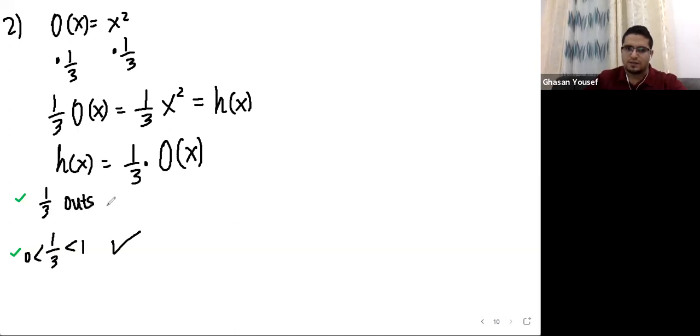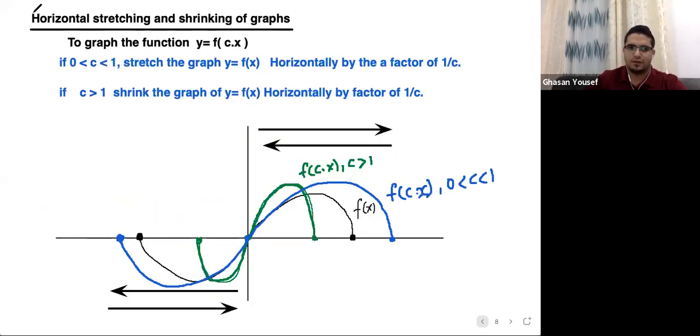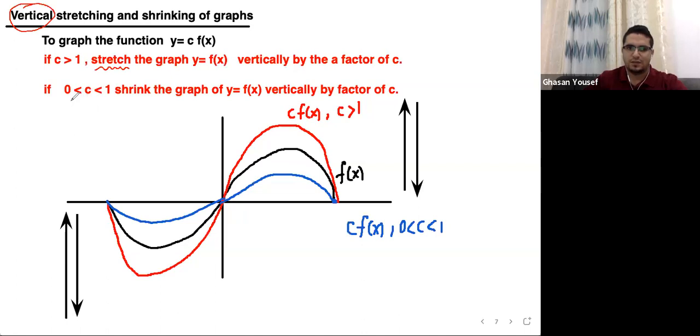Outside means it is vertical. We have to do shrinking or stretching vertically. So vertically, and the number is between 0 and 1. Go back to the rules. Here is the rule for the vertical, and the number is between 0 and 1. This means we have to shrink the graph of the original function vertically.